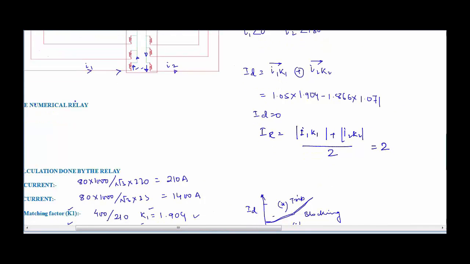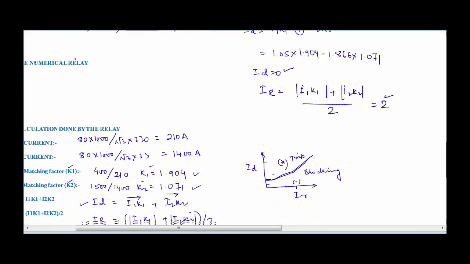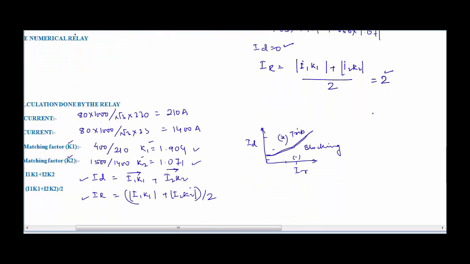With these values, that is ID is 0 and IR is equal to 2, the location of the point on this curve will be somewhere here. So if we have IR on this axis and ID on this axis, and this is the setting of the relay, the operating point will be somewhere here. With IR equal to 2, the point will be located at this point, and we can see that it is below the setting curve, or it is lying in the blocking zone.